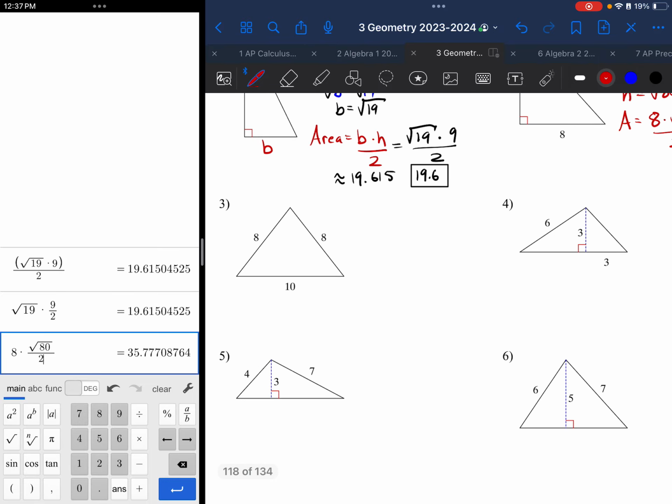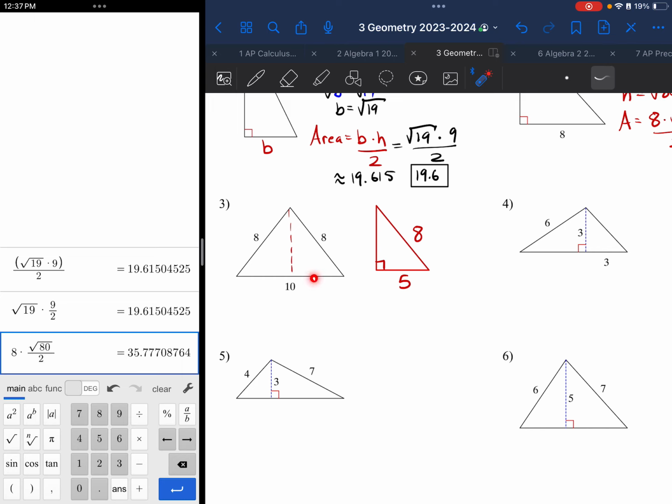Okay. In number 3, we need to find the height here because we don't have that. We do have the base, but we do not have this height. So to find that, I'm just going to look at the right triangle, the right side of the triangle over here. That's going to be 8 and 5. That's the key part. I'm dividing 10 in half. I'm allowed to do that because both of these sides are the same. Therefore, this is an isosceles triangle. If I cut this in half, I know this is exactly 5.